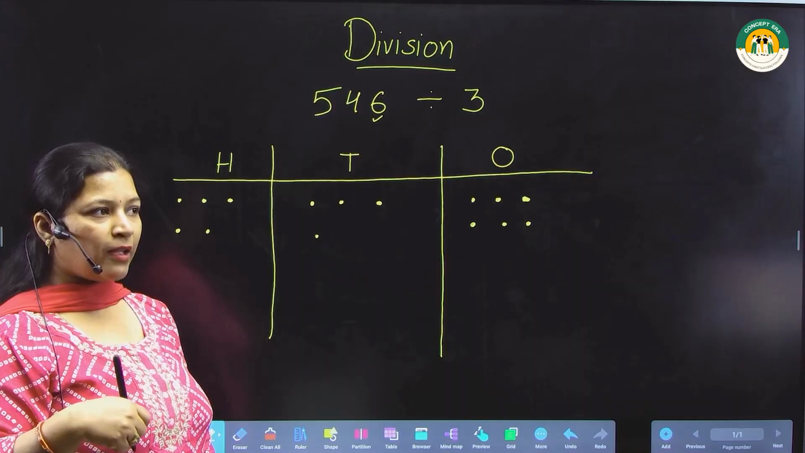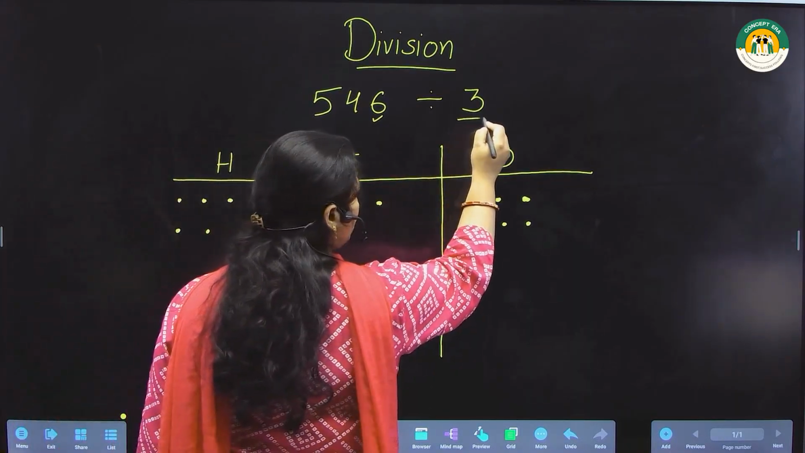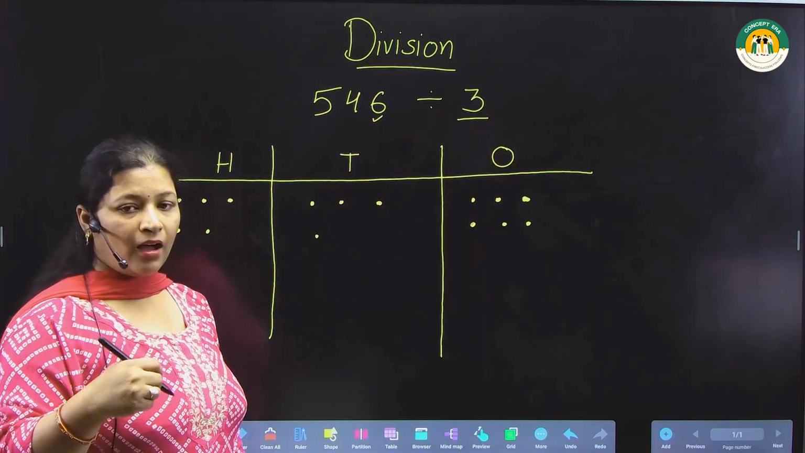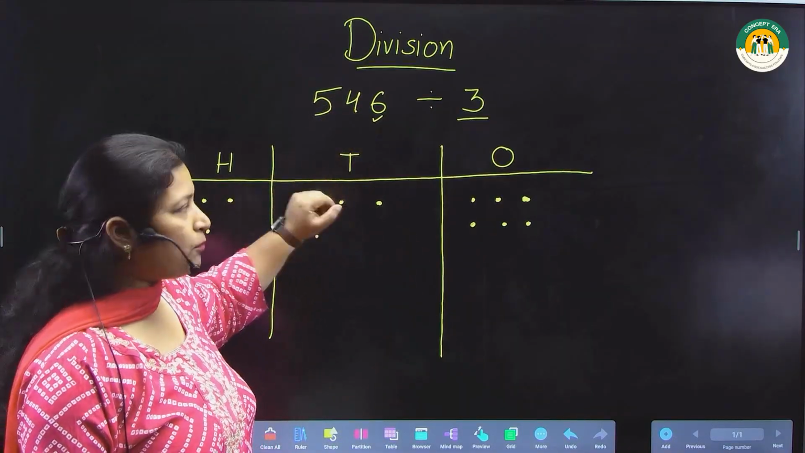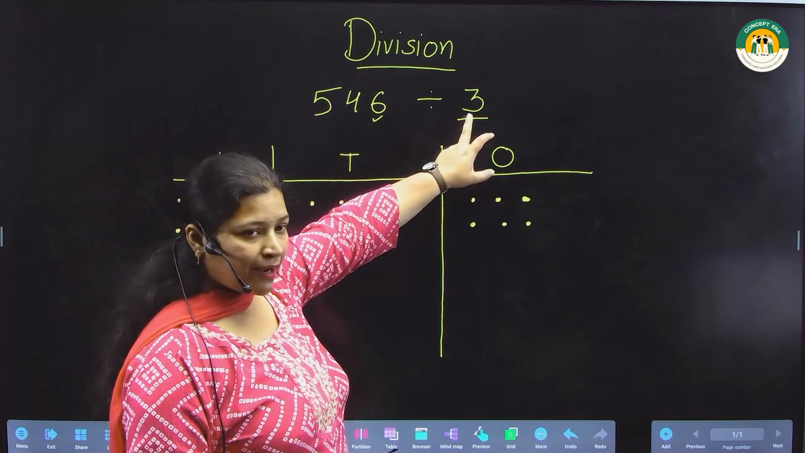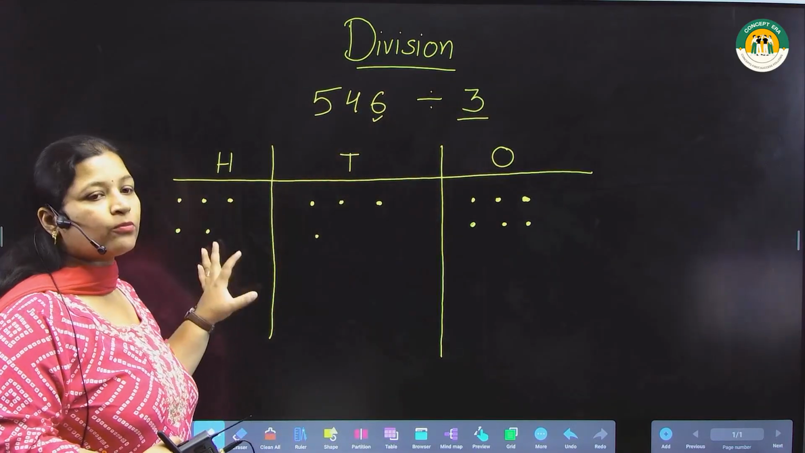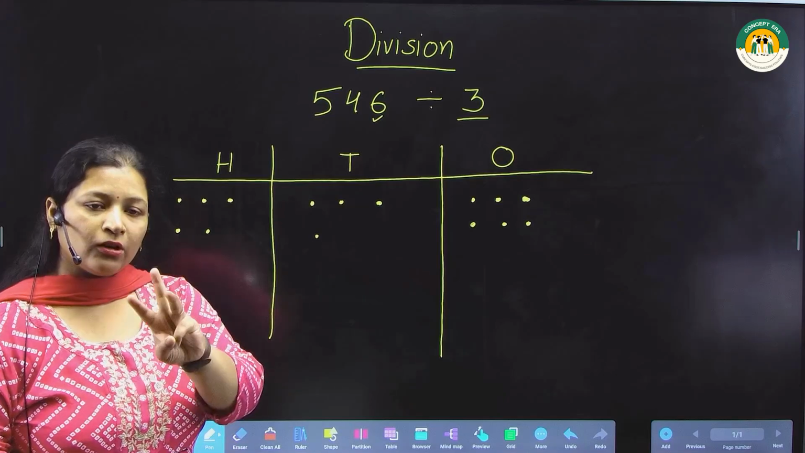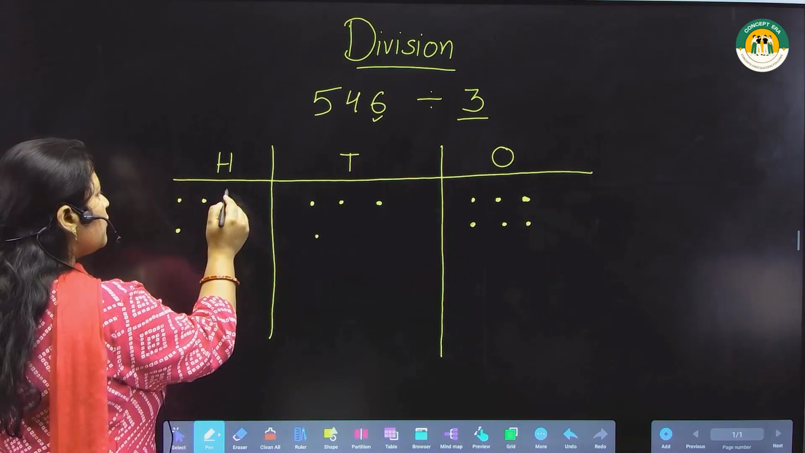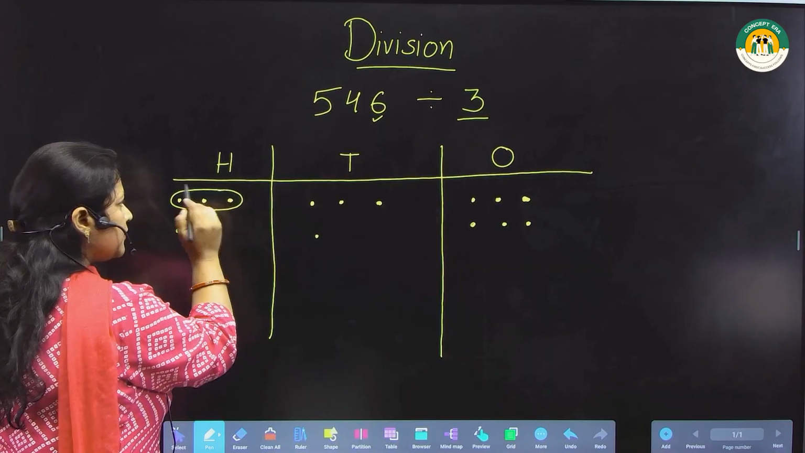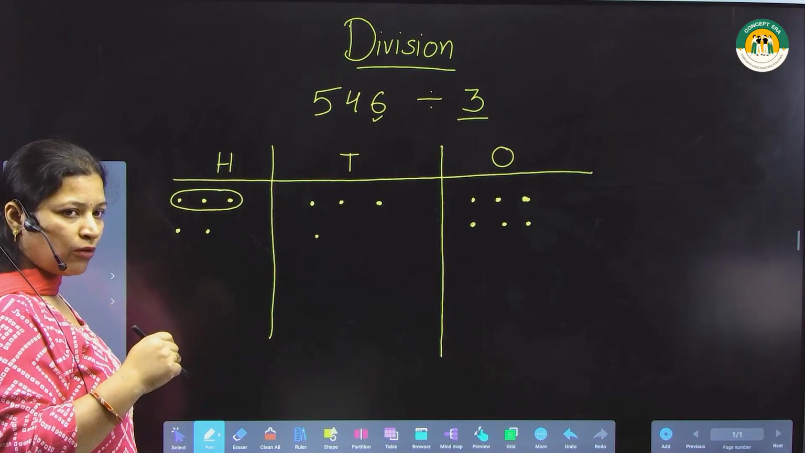What is the benefit of marking these dots? Now we have to make the groupings. How can we make the groups? As we know, division is grouping. We have to learn this division by the grouping method. We have to divide the number by 3. So that means we have to make groups of the dots according to 3. If we start from the hundreds side, the first group is this. Now, as you have seen, 2 dots are left over.